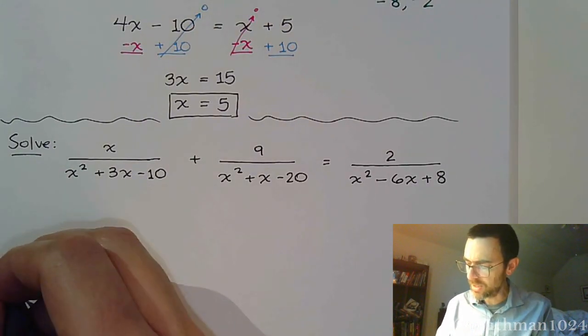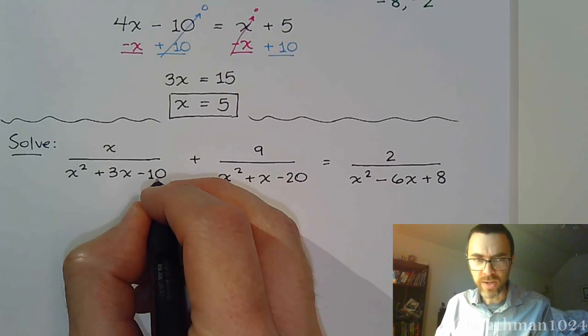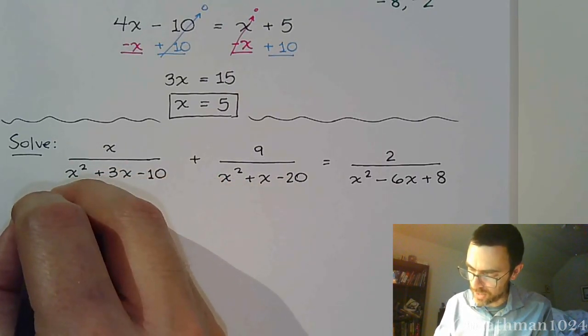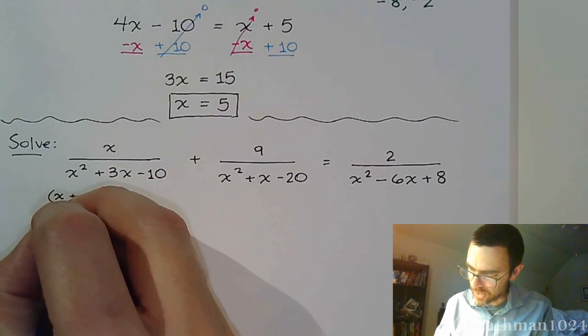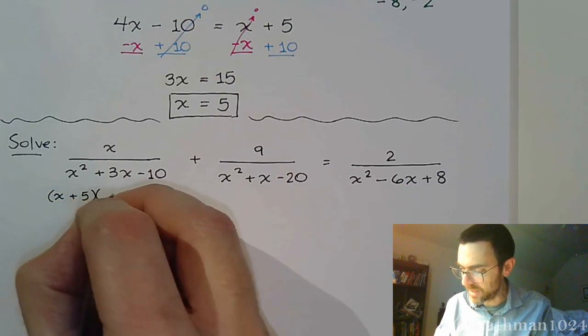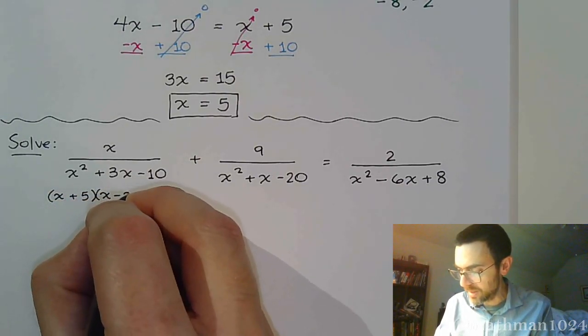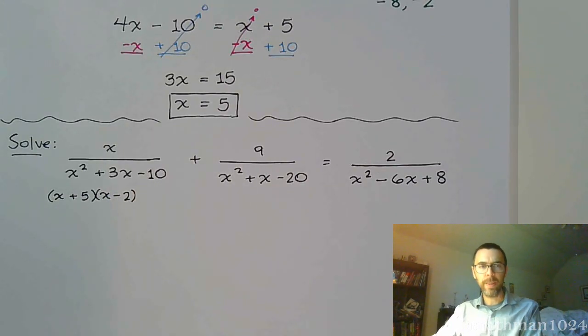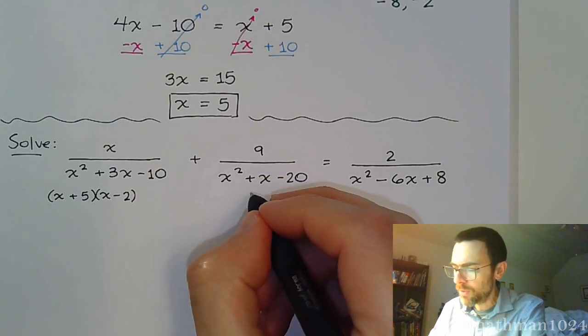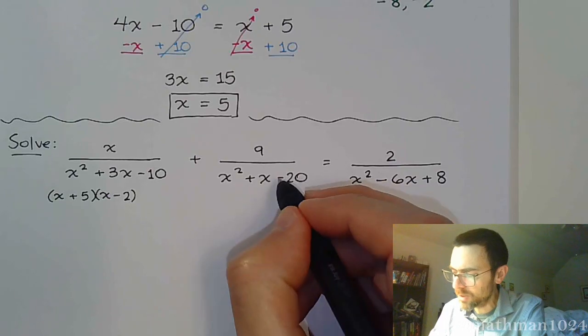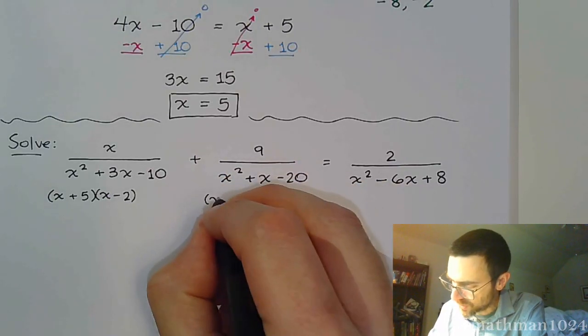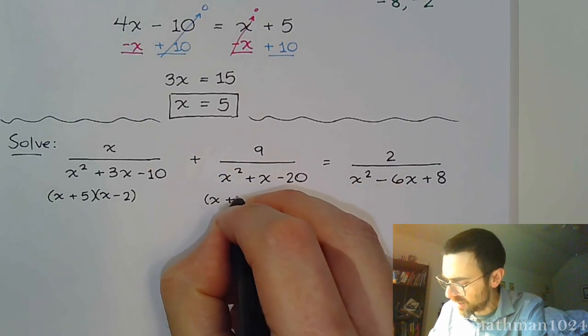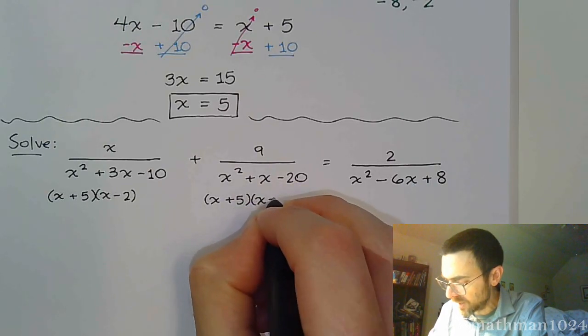So for this first denominator, we need to find factors of 10 that subtract to 3. So this guy is going to factor as x plus 5 times x minus 2. For the middle guy, we need factors of 20 that subtract to 1. And those factors would be 5 and 4. So that's x plus 5 times x minus 4.